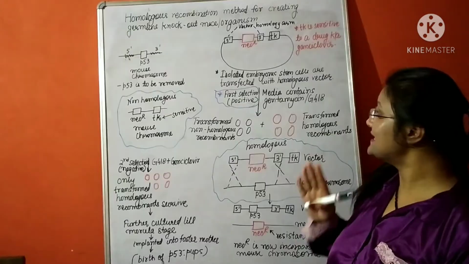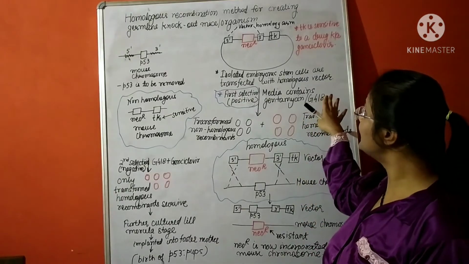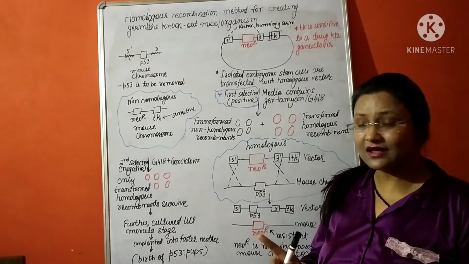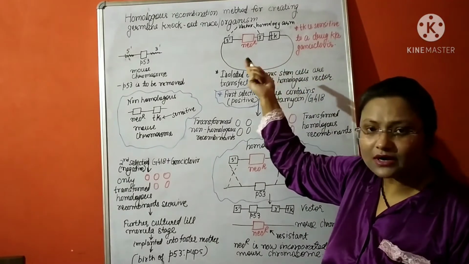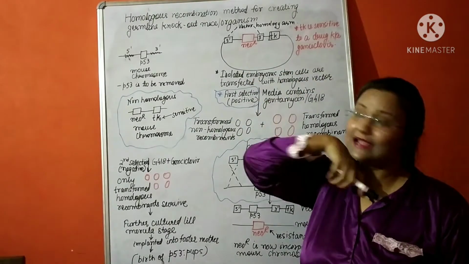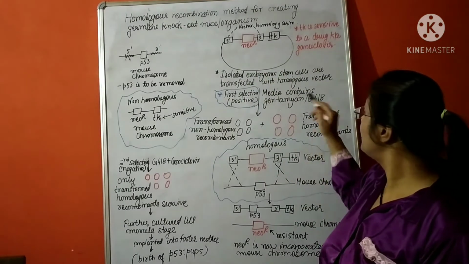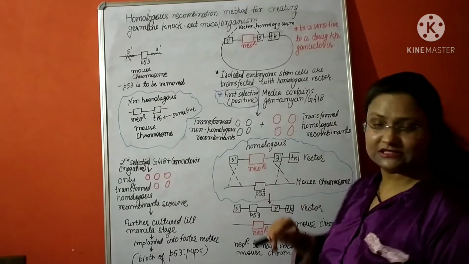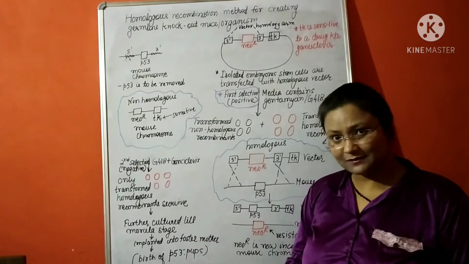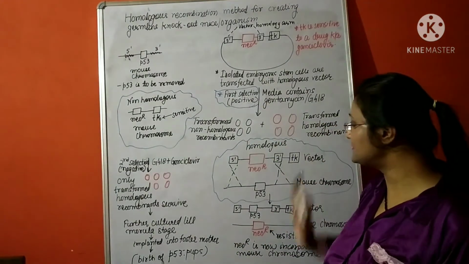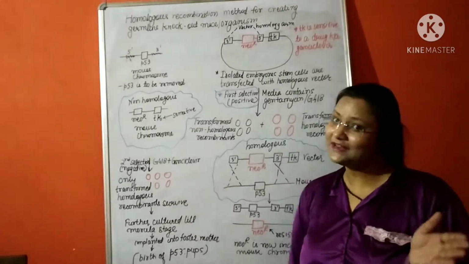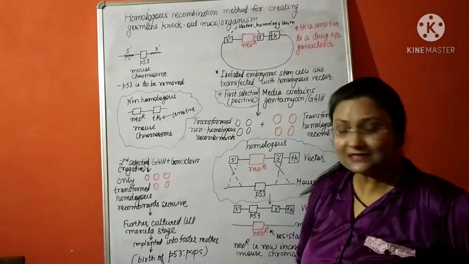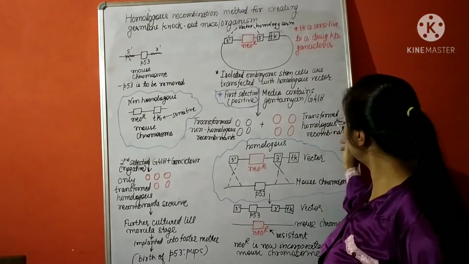Now those cells that are untransformed, because the vector has not entered them, do not have the neomycin resistant gene. That means they are lacking the neomycin resistant gene. So those cells will die out in the presence of G418. So that means they have been removed. That is the first selection. Now we are only left with two kinds of cells: transformed non-homologous recombinants and transformed homologous recombinants.